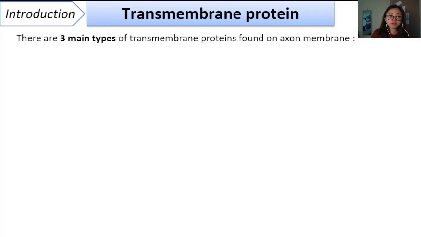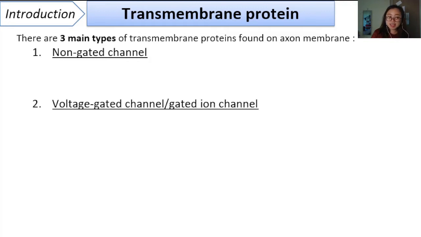There are three types of transmembrane protein, or three main types that we focus on the axon membrane. The first is non-gated channel. The second is voltage-gated channels or gated ion channels. Dua nama menunjuk kepada benda yang sama. And we also have sodium-potassium pumps.